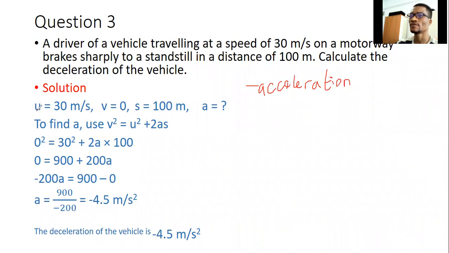So, solution. First thing to do is to bring out your parameters. We have our initial velocity, which is 30 meters per second. Final velocity in this question is 0. Our distance or displacement is 100 meters. And then we're looking for the deceleration, our acceleration. So to find acceleration, we are going to use this third equation, v squared equals u squared plus 2as.